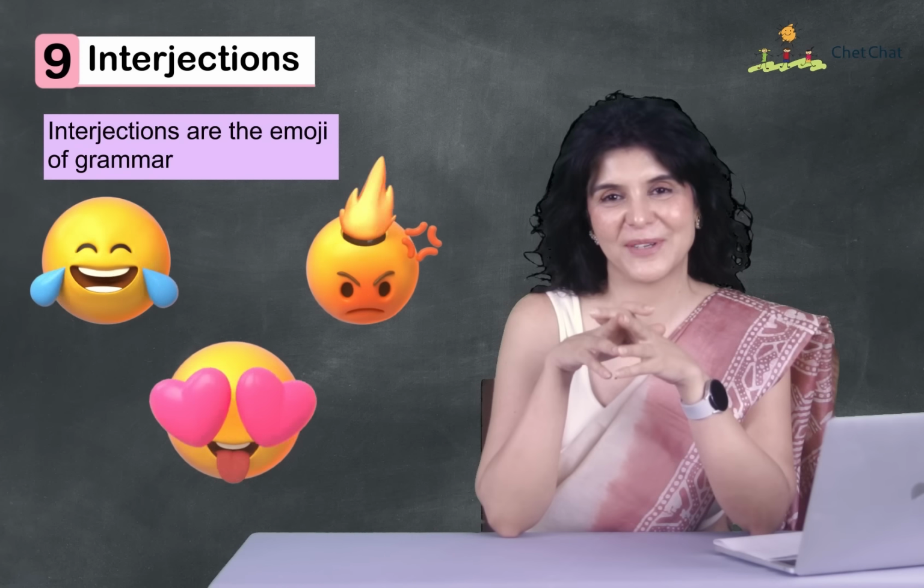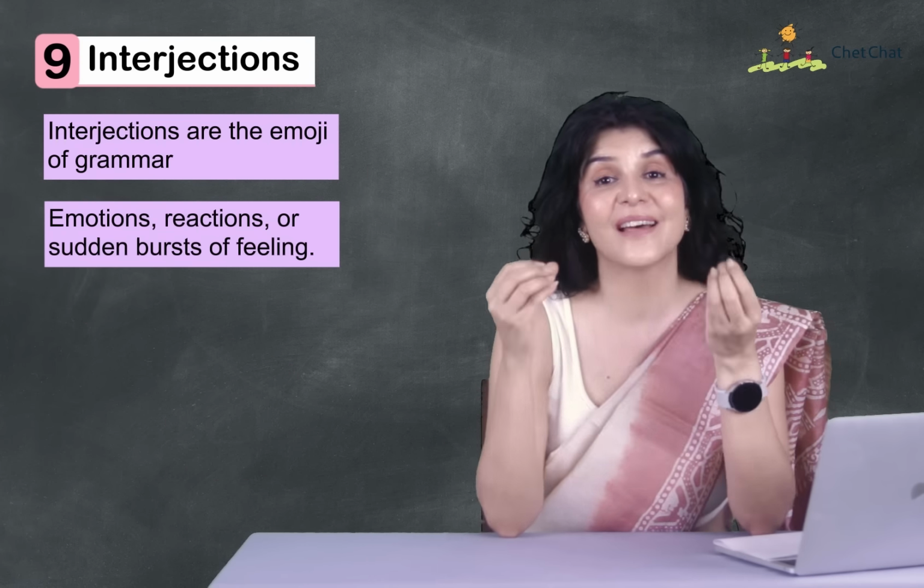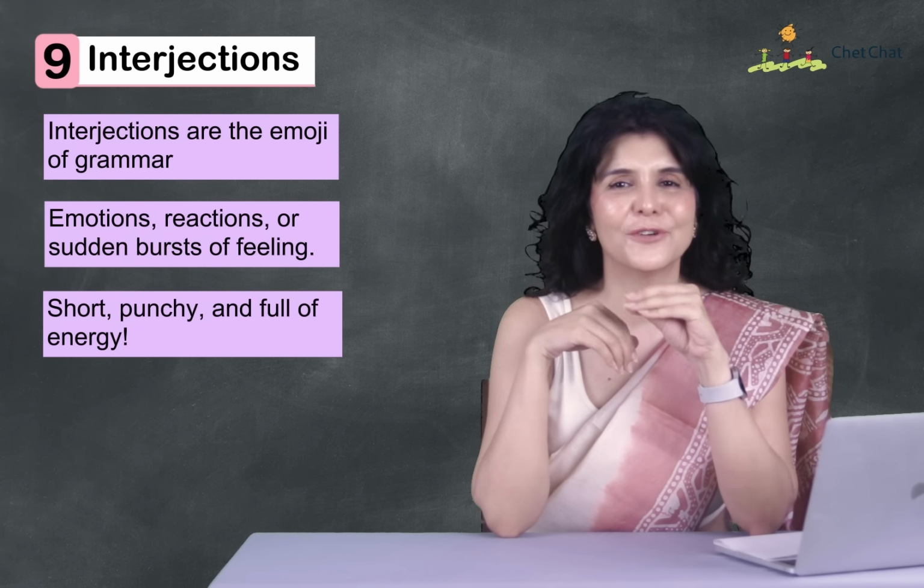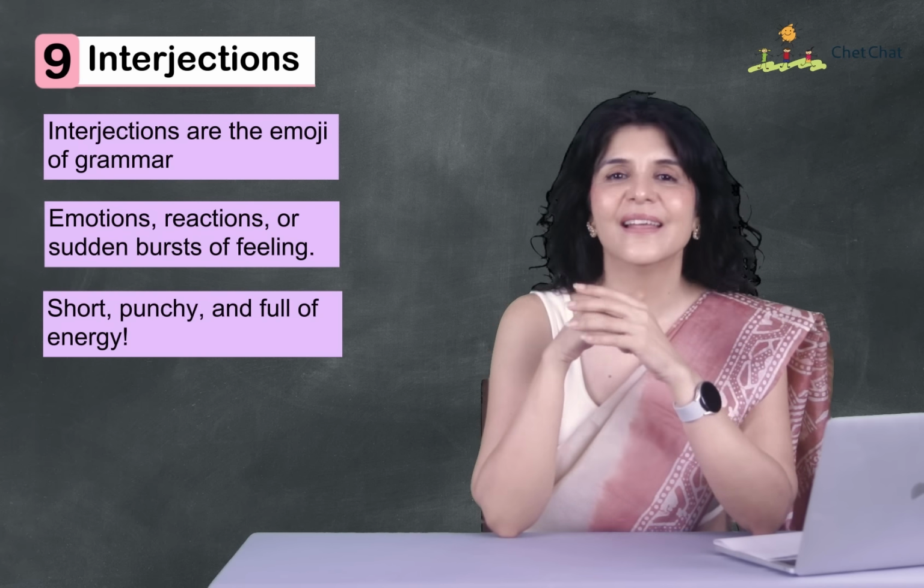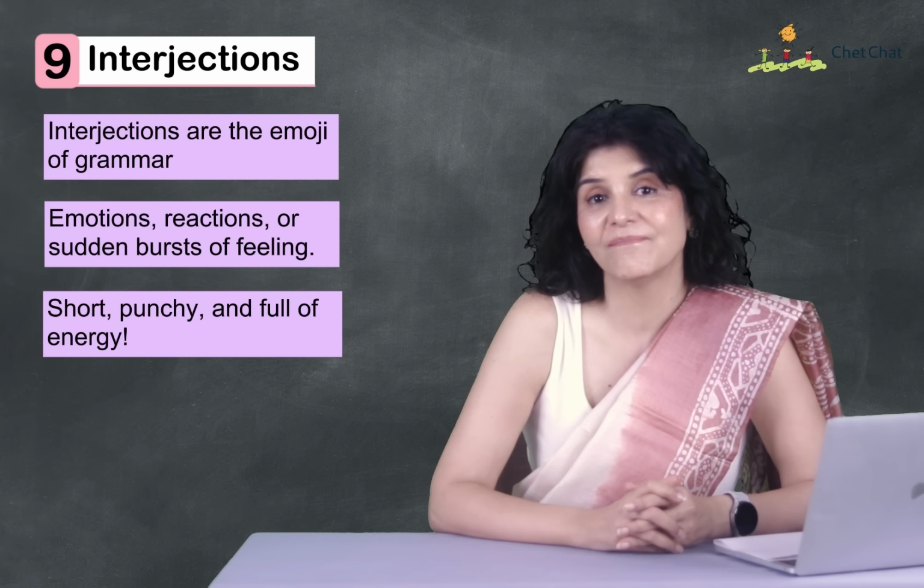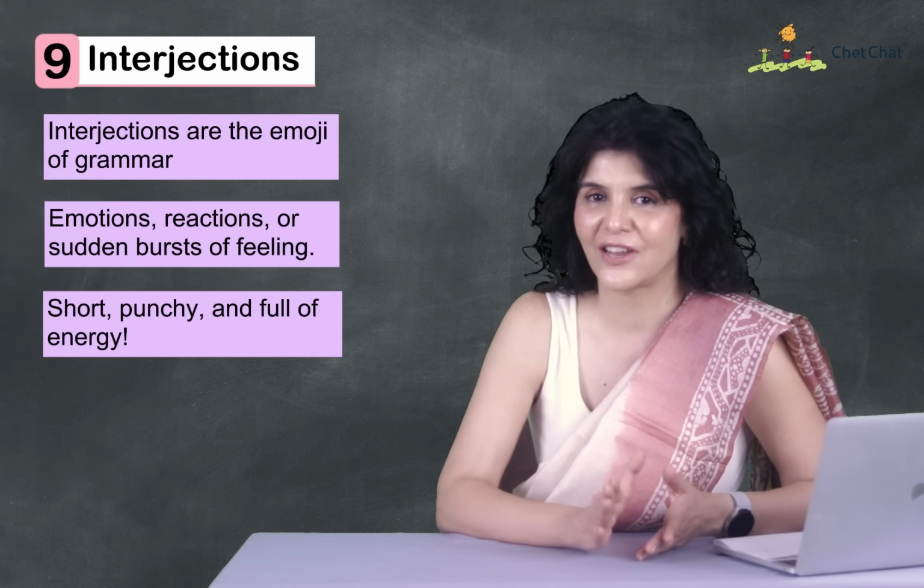interjections. Interjections are the emoji of grammar. They express emotions, reactions or sudden bursts of feeling. They are short, punchy and full of energy. Once again, these are easy for you to spot, and here are some techniques that you can use to be very sure that this is an interjection.